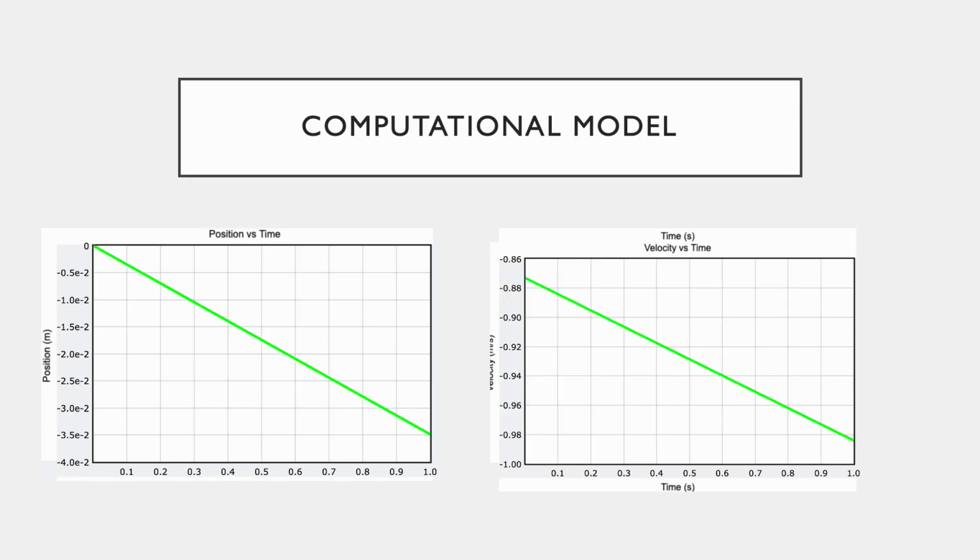Here's the computational model for the paper greeting card as it falls, where gravity is the only force acting on it. And this makes sense. The velocity is a constant line because there's only one force acting on it, and it's a constant force. So this force theoretically should be the weight of the greeting card, and it's sloping downwards because it's falling down.